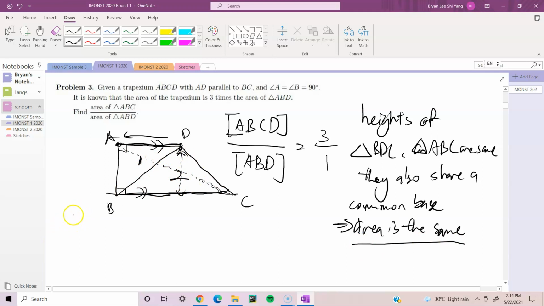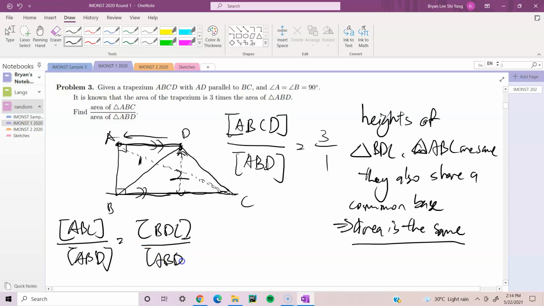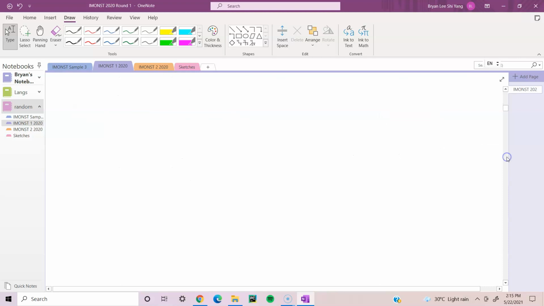2 units. Now, we want the area of ABC over the area of ABD. Since we know that the area of ABC is equal to that of BDC, then we have that over ABD here. So we have 2 over 1, which is just 2. So the answer to problem 3 is just 2. Hope you guys understood my process.